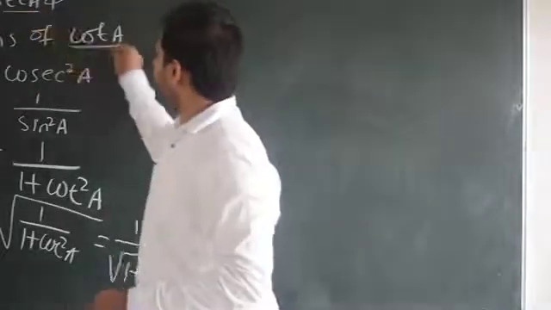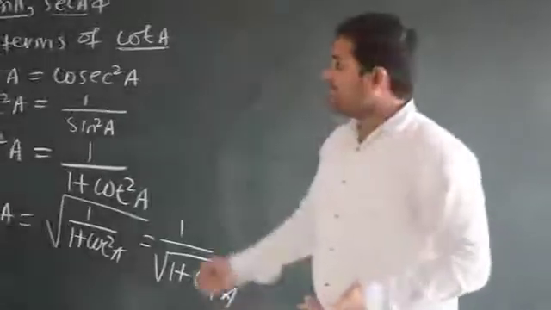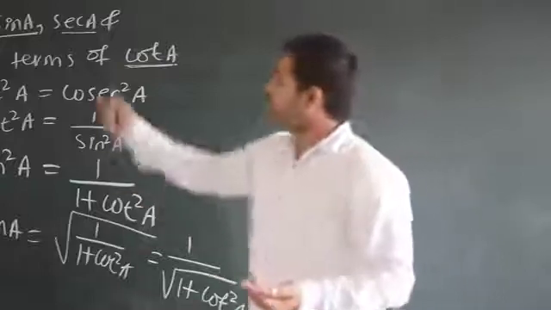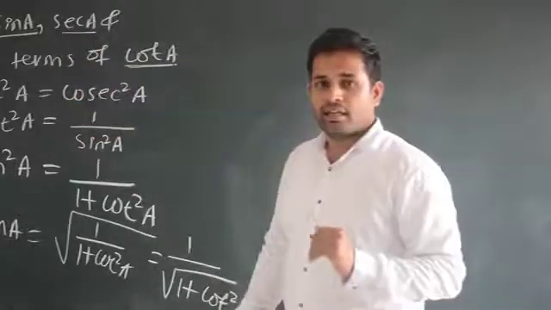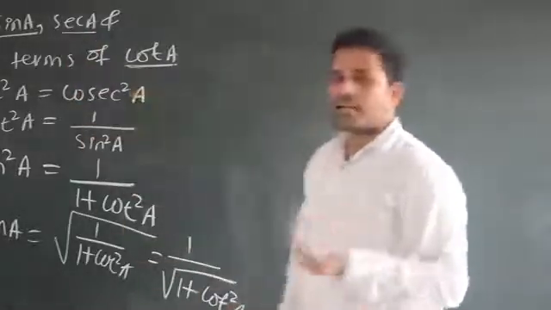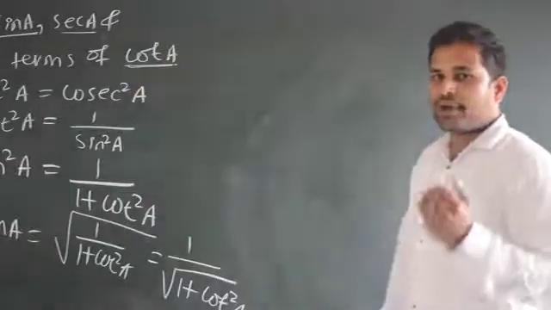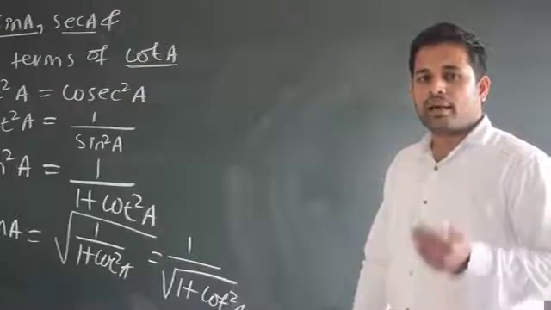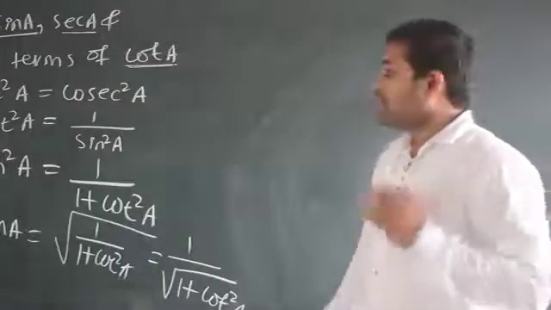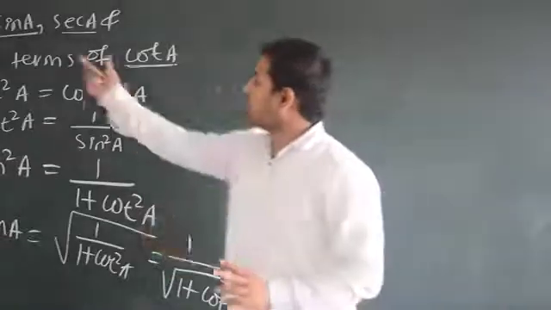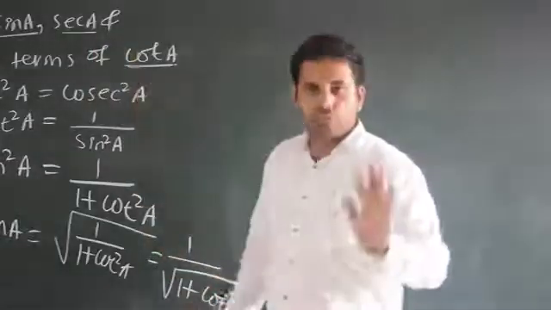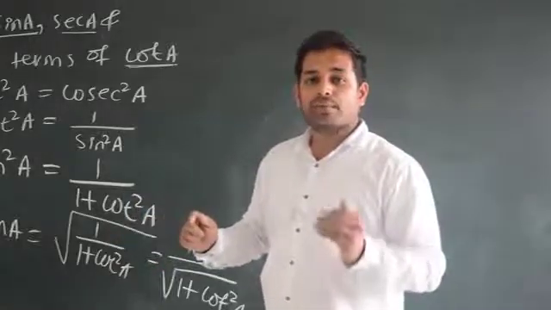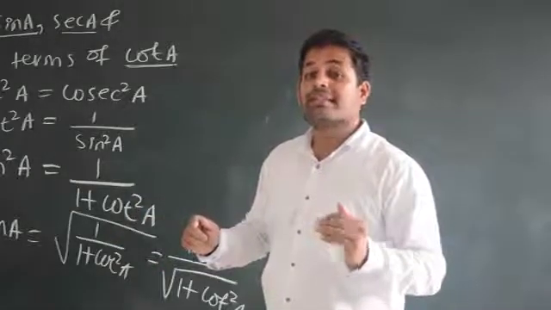Secant A and cot A we have to relate. But is there any formula between secant A and cot A? No. But there is a formula between secant A and tan A, and tan A and cot A are related. You have to look for the direct relationship. If you don't get the direct relationship, you have to look for the indirect relationship. Do I have any formula linking secant A and cot A? No. But secant A and tan A, of course it is there. 1 plus tan square A is equal to what? Secant square A.